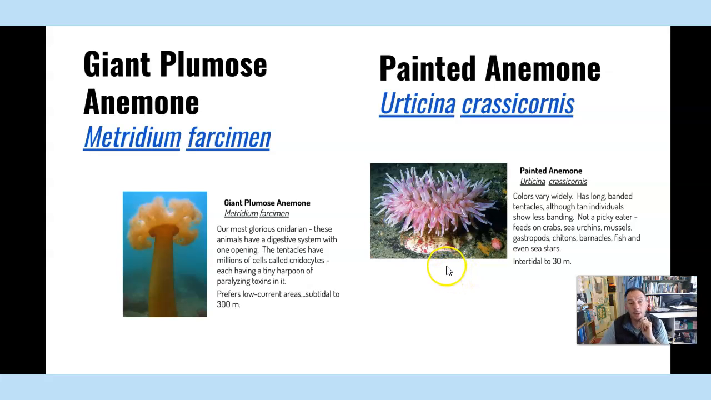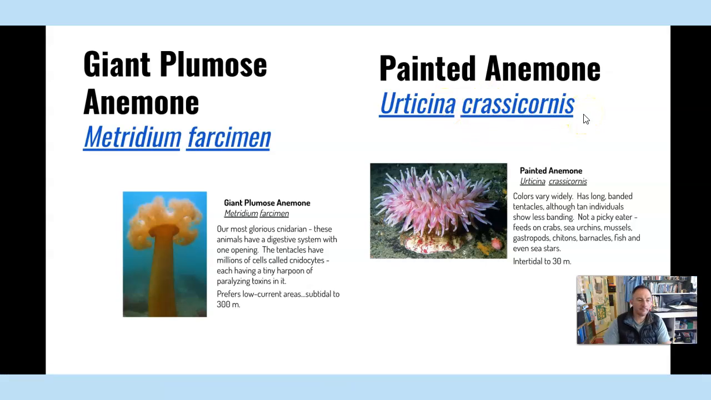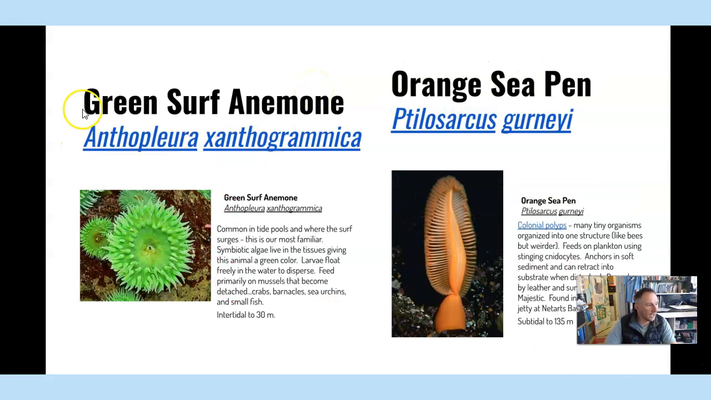And the scientific name for the painted anemone is Urticina, and the species crassicornis. So it's Urticina crassicornis. There you go. Urtica or Urticina refers to the plant genus for stinging nettles. So these are kind of named after a plant counterpart, I would say. There we go. Okay, Urticina crassicornis, the painted anemone, and giant plumose or mother sausage, Metridium farcimen. Awesome looking guys here. Okay, next up.